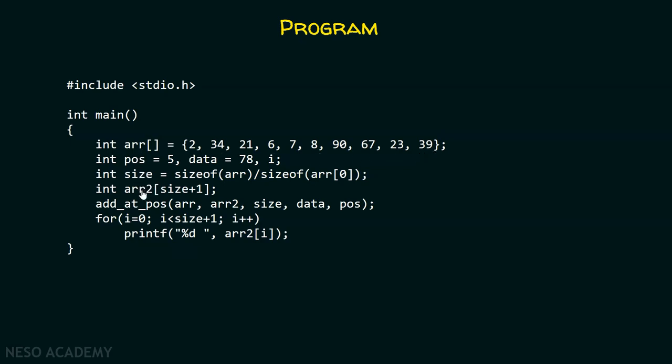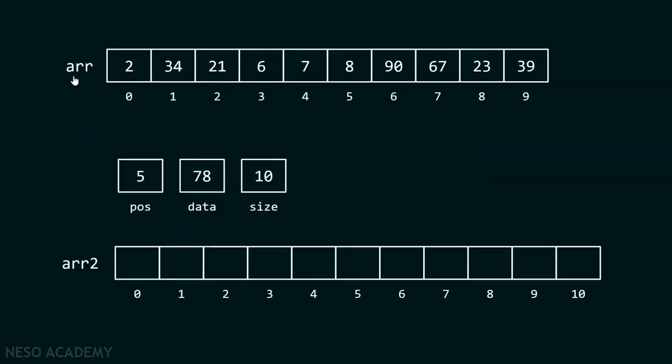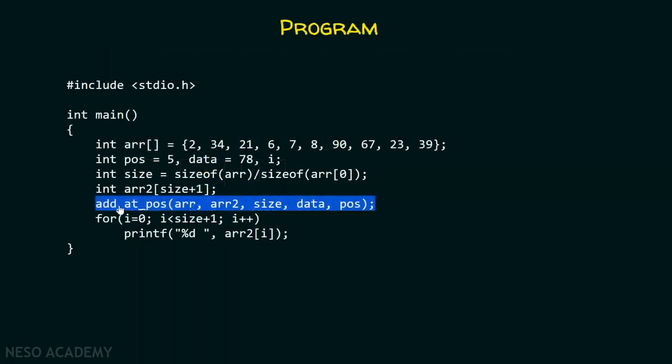After this we need to create a new array of size 1 greater than the original array ARR. So here the size must be size plus 1. That is why this size variable is required. We need to find out the size of this array. Size is 10, so the size of the new array will be 11. So an extra space is created for the element that we want to insert. So this piece of code is helping us to create an ARR array, ARR2 array, pos, data and size. After this we will call the add@pos function where we pass ARR, ARR2, size, data and pos.